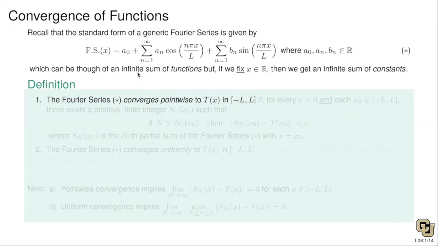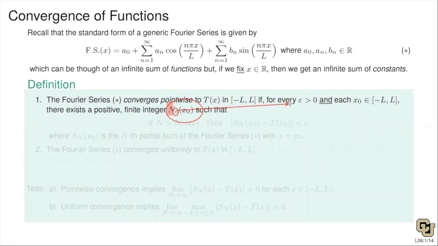So this is sort of an epsilon-delta proof. So hang in there, don't worry about the epsilon stuff. If for every epsilon greater than 0, and this part is important here, and each x sub 0 in the interval, there exists a positive finite integer N sub epsilon of x naught. So hold on, what's with all the notation? Really, I could have just written capital N. I've just added the epsilon to indicate this is the capital N that goes with this particular choice of epsilon.